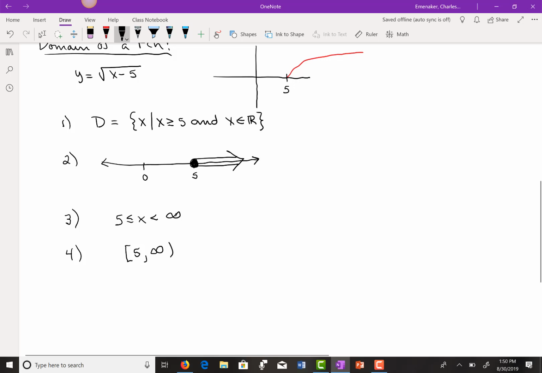These 4 different methods are all fine for reporting a domain. Which one do you need to use? Well, kind of depends on the situation. How formal do you want to be? These 2 are most frequently used. This one is a formal method, and if you're looking for a picture, obviously, this one's nice.